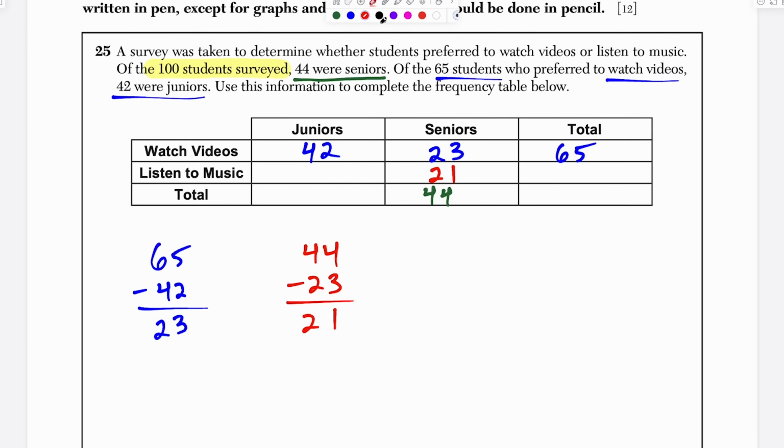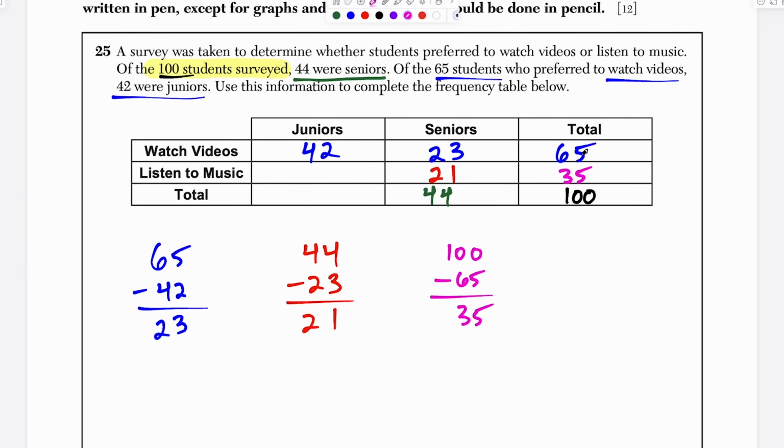What we could do next, they told us 100 students were surveyed in total. So this information we could record over here. And now we just start subtracting other stuff. So now we could just do, let's say this entry here, how many students in total listen to music. We could do 100 minus 65, which is 35. And that information could go here.